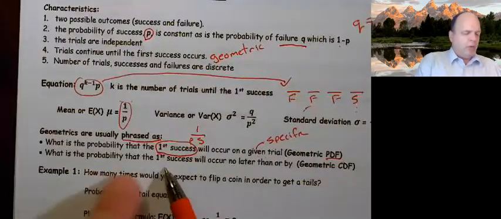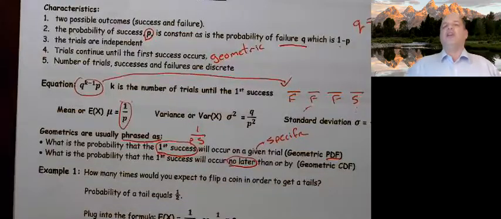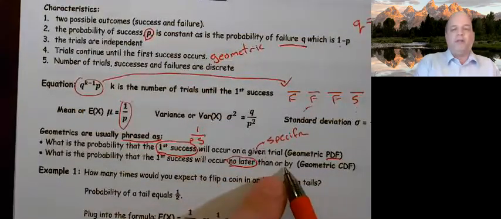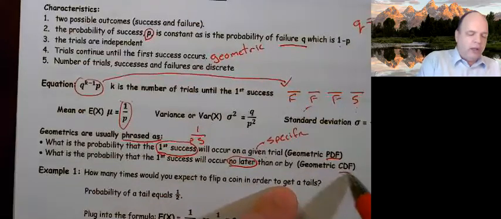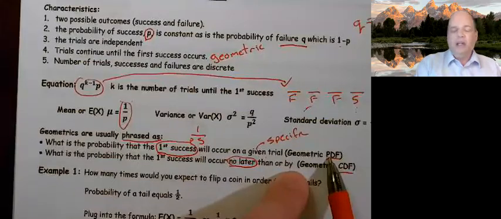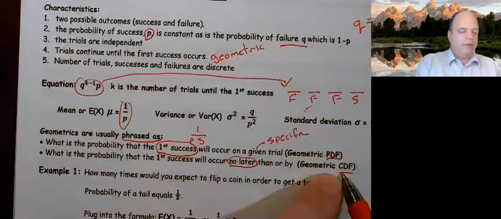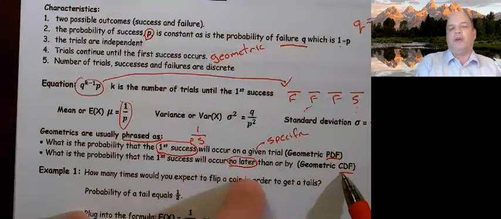The next one: what is the probability the first success will occur no later than the 4th one? Well, that means it could occur on the 1st one or the 2nd one or the 3rd one or the 4th one. It didn't say which one it had to be on. It just had to happen within the first 4. So at any time by a specific time is going to be known as the geometric CDF. A geometric PDF is for a specific value. This is for cumulative, cumulative being like it could be the 1st, 2nd, 3rd, or 4th.